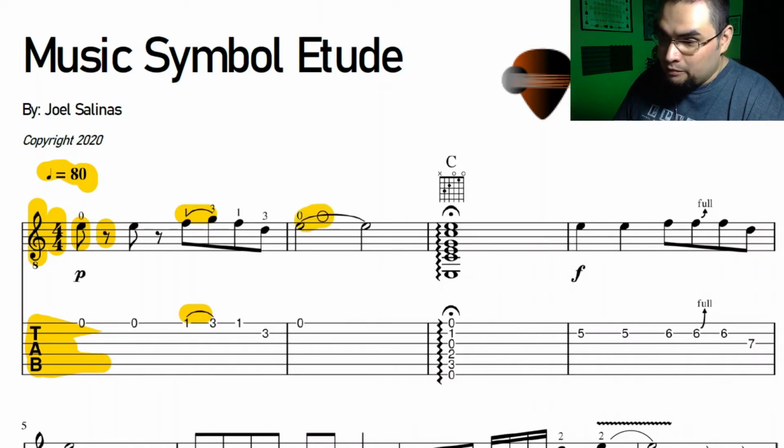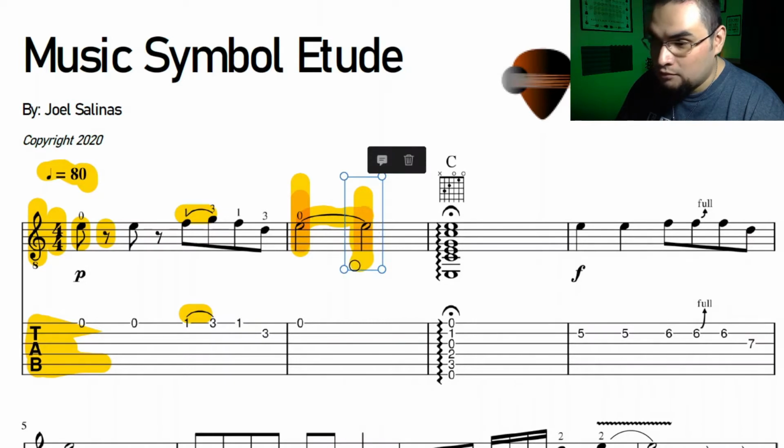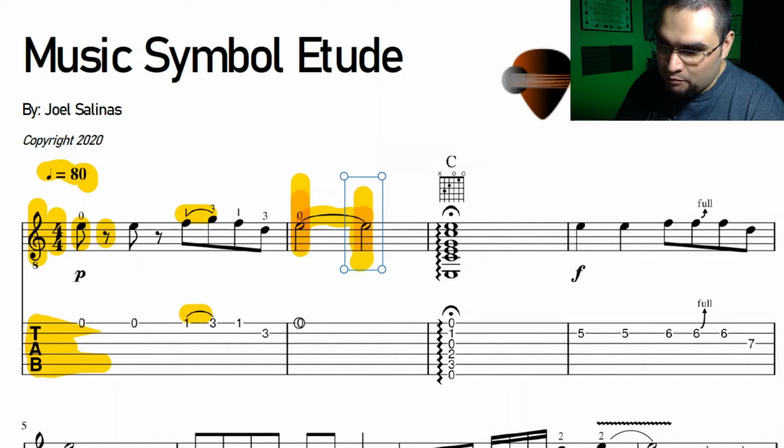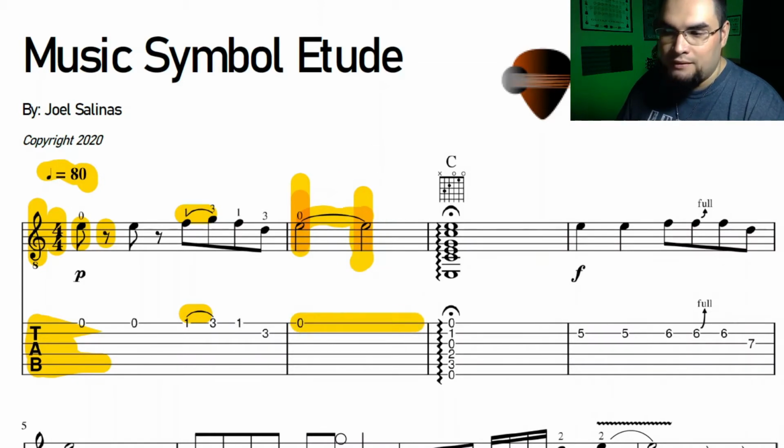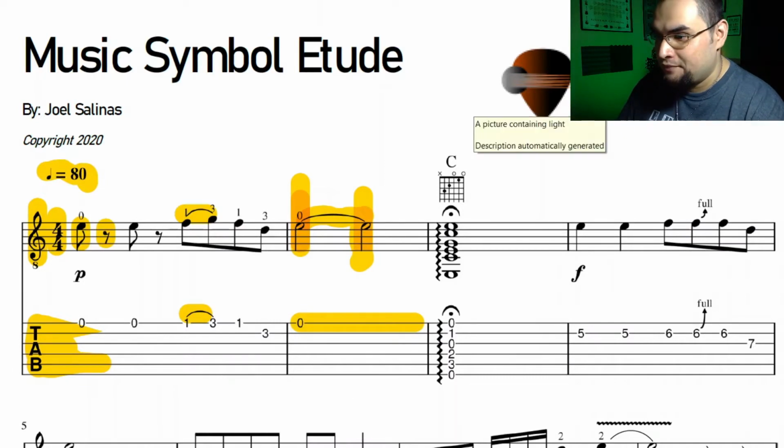Now this one's a little bit different. That is not a hammer-on and that is not a pull-off. That is a tie, literally a tie. It means that we're going to tie this note to this note. And this note equals 2, and this note equals 2. So 2 plus 2 is 4. That's why here at the bottom you only have a 0 for 1, because it's going to last the whole 4 beats.